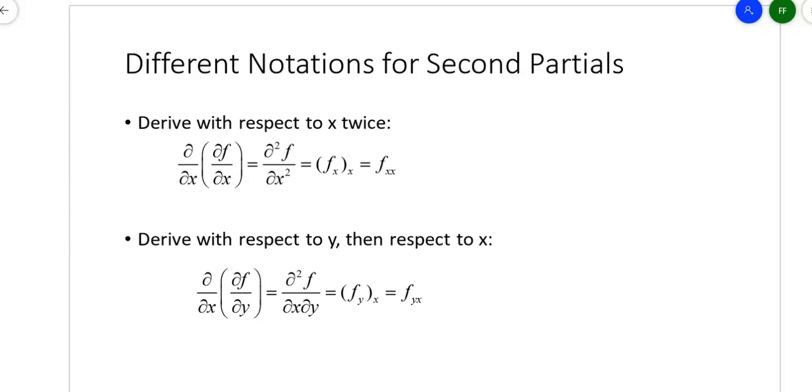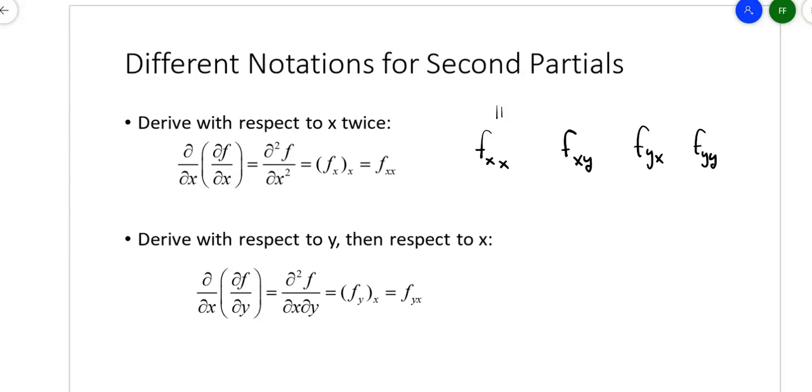Bottom line is you're going to have 4 different possibilities, right? You can take the partial derivative with respect to x and then derive it again with respect to x. You could take the partial derivative with respect to x the first time and then y the second time. You could take the partial with respect to y and then respect to x. You could take the partial with respect to y and then derive it again with respect to y. So you notice that the notation is you derive with respect to y, then respect to x. So the first one goes on the inside, the second one goes on the outside.